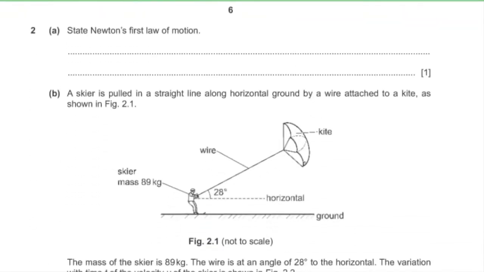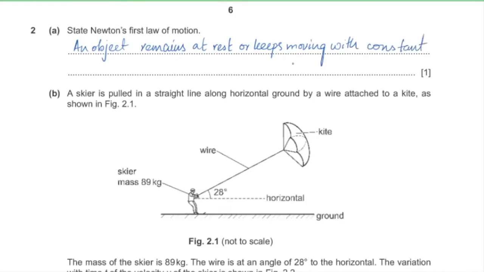Question number 2, part A, state Newton's first law of motion. So this is: an object remains at rest or keeps moving with constant velocity until an external force acts on it.